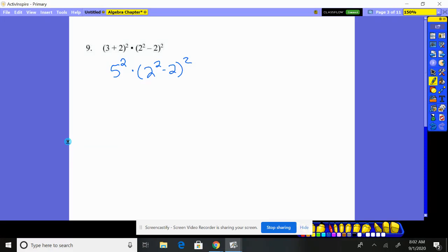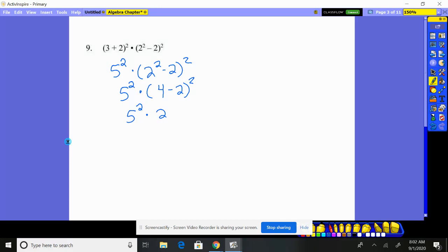I'm now going to do parentheses next. So it's still 5 squared times, what do we have? In parentheses, you have subtraction and an exponent. So we're going to do that exponent first. Okay, one step at a time. I still have parentheses, so I'm going to do those. So it's 5 squared times 4 minus 2 is 2.